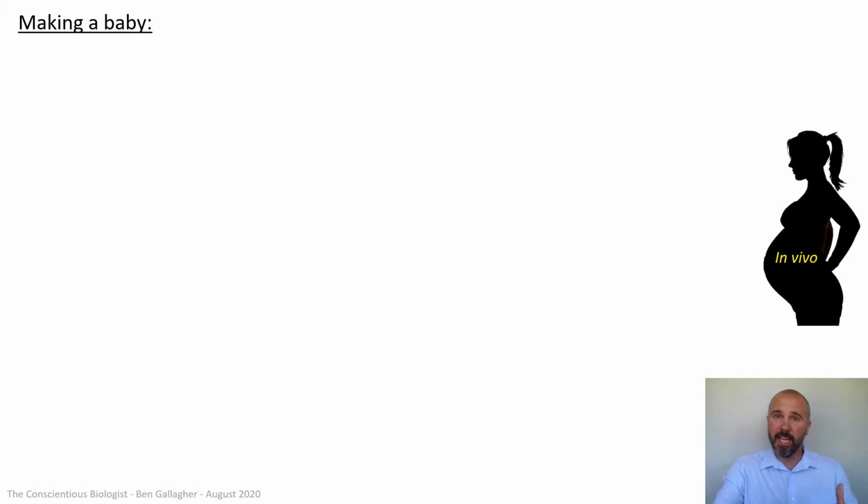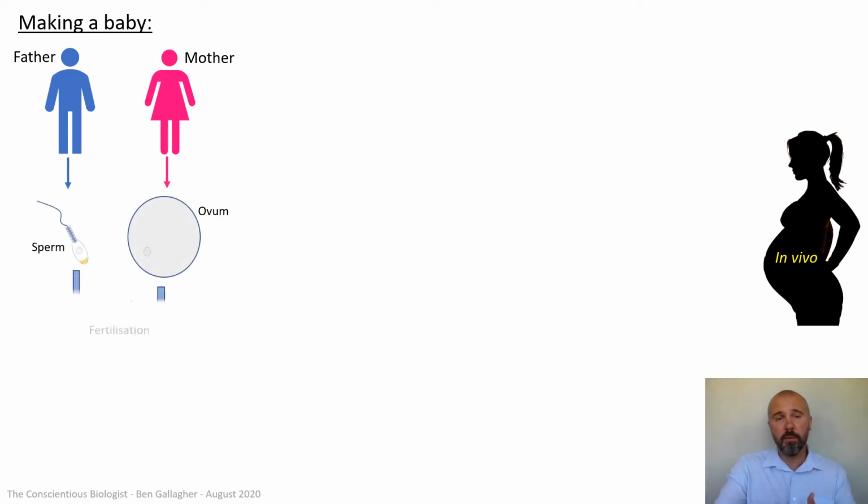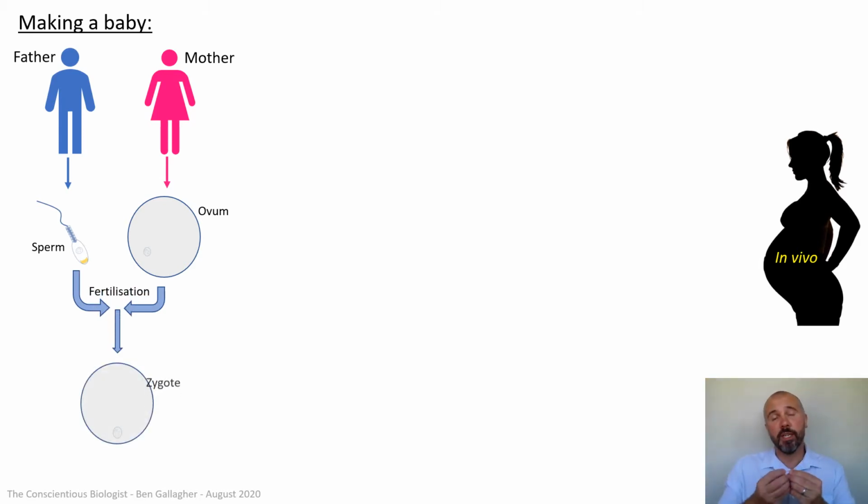So making a baby naturally, it's done inside the body. You need a father and you need a mother. From the father, there's a sperm cell. From the mother, there's an ovum or egg cell. Those two fuse together at fertilization, or rather the nucleus from the sperm fuses with the nucleus within the ovum. So that ovum becomes a fertilized egg, which is a zygote. So that zygote is the very first cell that has the full 100% set of DNA.